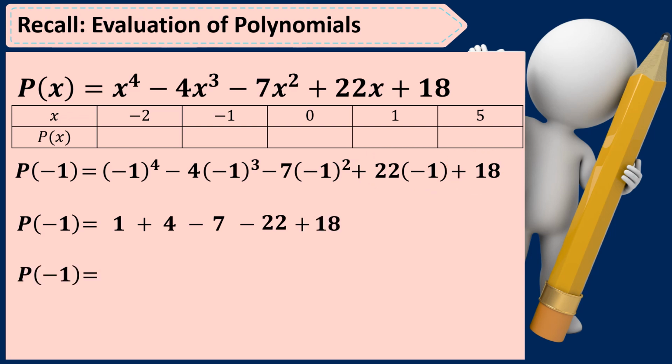1 plus 4 is equal to 5. 5 minus 7 is equal to negative 2. Negative 2 minus 22 is equal to negative 24. Negative 24 plus 18 is equal to negative 6. So P of negative 1 is equal to negative 6.